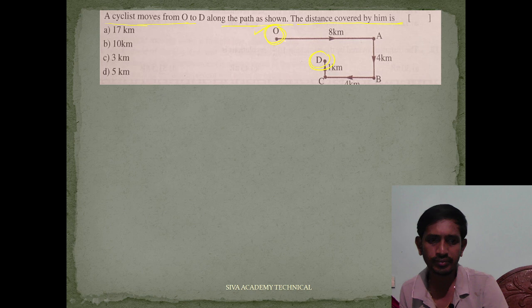Okay, so as I said, just add all the distances from starting to ending. From O to A 8 kilometers, A to B 4 kilometers, B to C 4 kilometers, and C to D 1 kilometer. Therefore we add all the distances from O to D. 8 plus 4 is 12, 12 plus 4 is 16, 16 plus 1 is 17 kilometers. Okay, 17 kilometers is my answer.